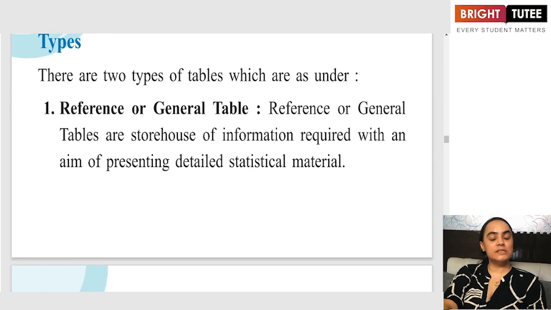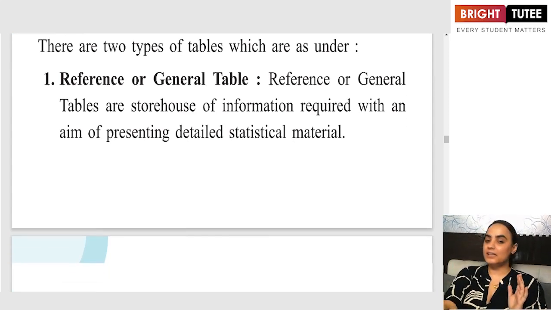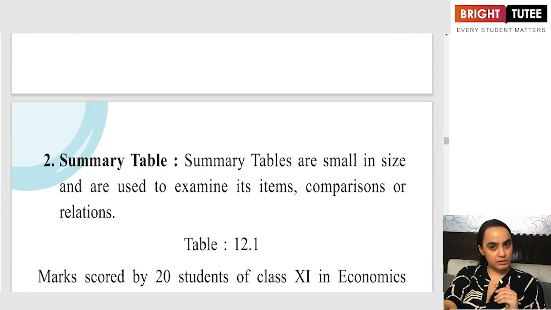A reference or general table is that which is made simply with the intention of presenting the statistical material. Whatever numbers you have, you simply present them. So that is basically a storehouse of information, because whatever numbers you had, you have simply presented in the reference or the general table.